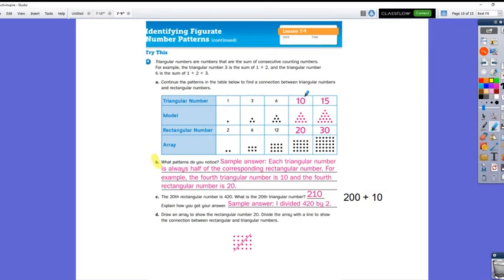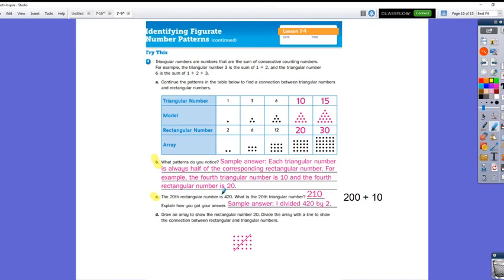Notice that the triangular number here is 10, right? And the rectangular number is 20. So the triangular number is half as much as the fourth rectangular number. And so the fifth rectangular number is 30, and the fifth triangular number is half as much as 30, which is 15. Let's look at the third rectangular number, 12. 6 is also the third triangular number, and it's half as much. Okay, so that idea should help you with this.